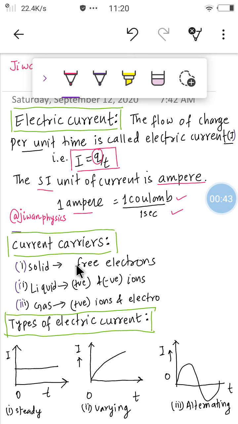Now let me explain the current carrier in solid, liquid and gas. So we know there exist three states of matter, that is solid, liquid and gas. Now in case of solid, it is the free electron which causes electric current. In case of liquid, positive and negative ions cause electric current, whereas in case of gas, positive ions and free electrons cause electric current. So in case of solid, free electron is responsible.